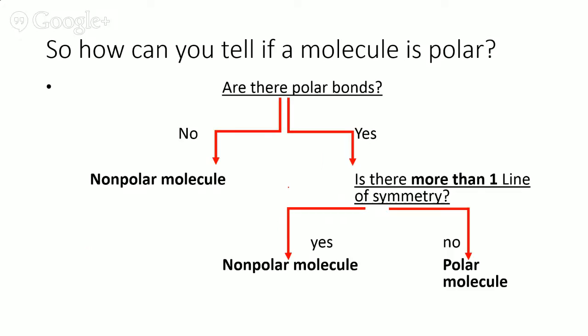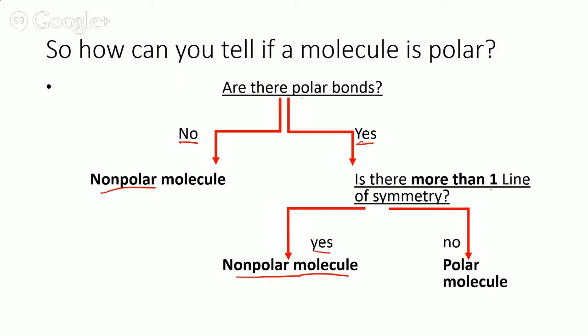So at this point, you might be thinking, well, Mr. Donahue, how can I tell if a molecule is polar by looking at it? Well, first thing you're going to ask is, are there polar bonds? If not, then you have a non-polar molecule. If you don't have any polar bonds, there's no way it can be polar. Now, if there are polar bonds, the second thing you have to look at are the lines of symmetry. If there's more than one line of symmetry, it's a non-polar molecule.